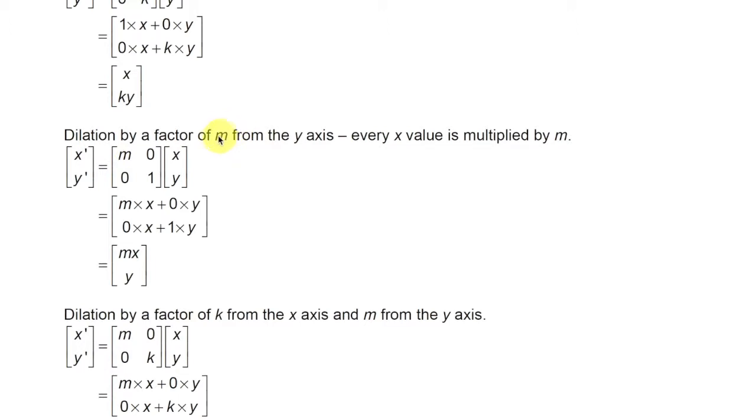Dilation factor of m from the y-axis, so that is every x value is multiplied by m. So we've got x prime, y prime. This is the matrix that we'll need to multiply it by. There's an m there and a 1 there, zeros along here. This is the original point xy. If we do matrix multiplication, that will produce mx, y.